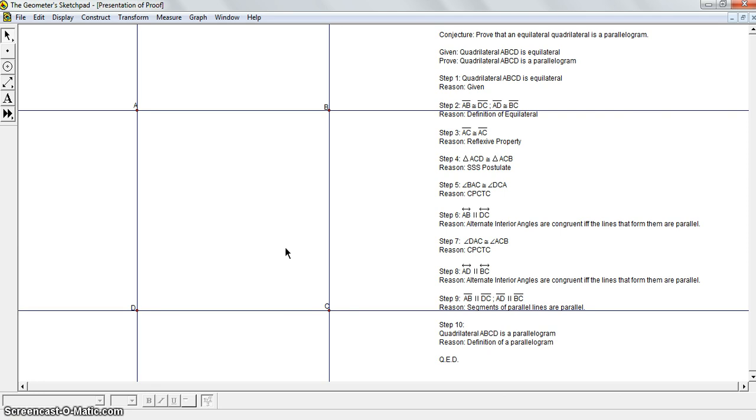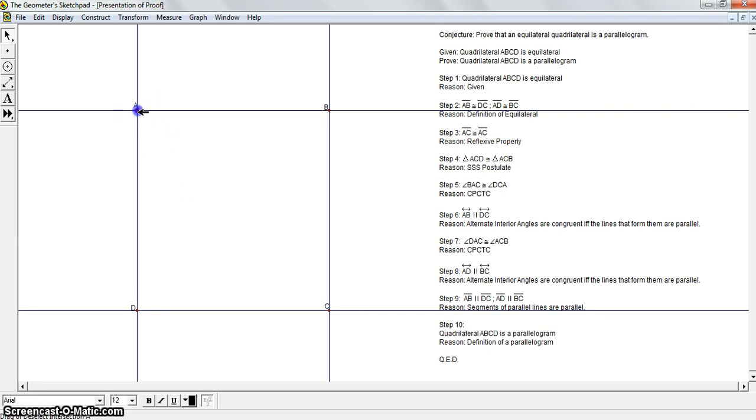So step 2 is that segment AB is congruent to segment DC. Also, segment AD is congruent to segment BC, and I know this because of the definition of equilateral. For my third step, I have to draw a diagram, AC.